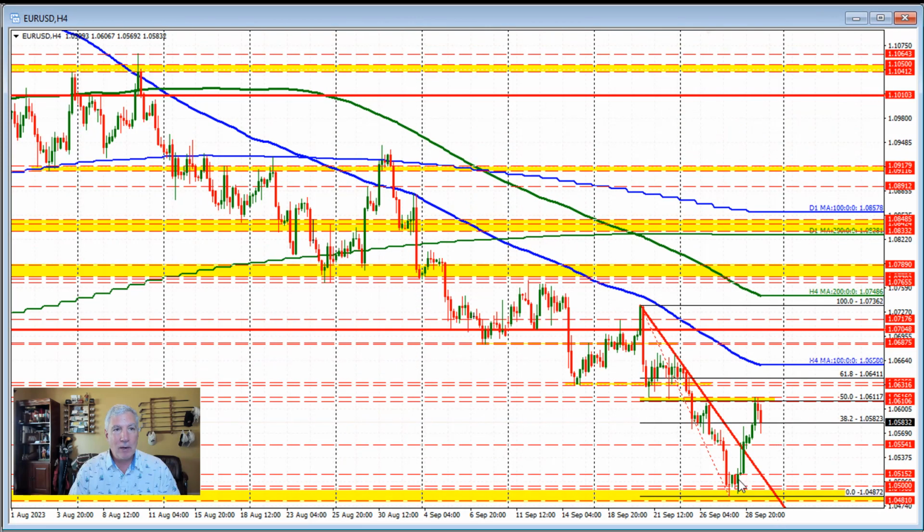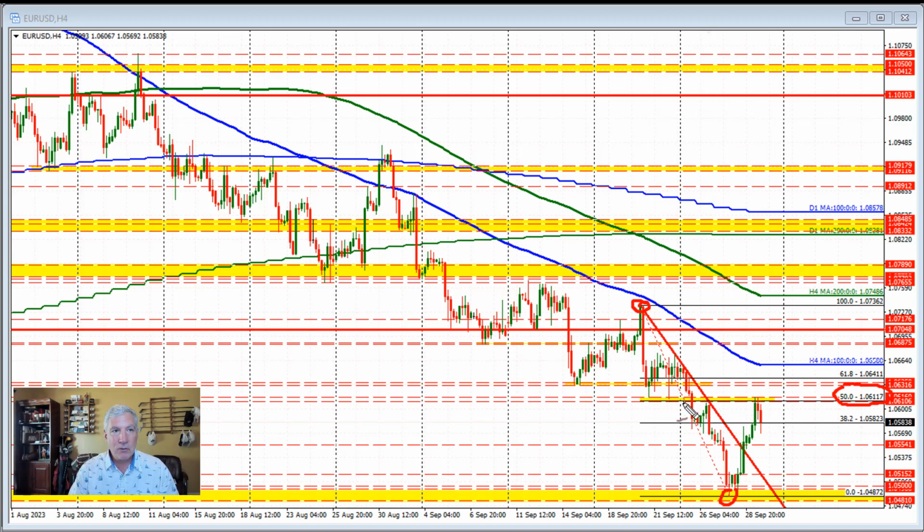Let's go back to the 4-hour chart now. The move to the upside of this last move to the downside stalled against the 50% retracement of this move from this high right here to this low right here. That level came in at 1.06117, or just above that level.